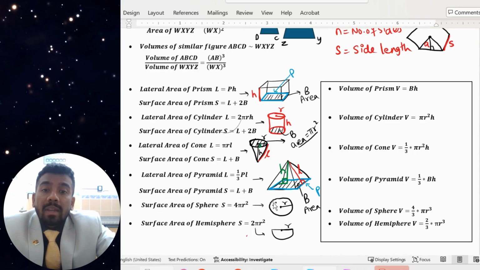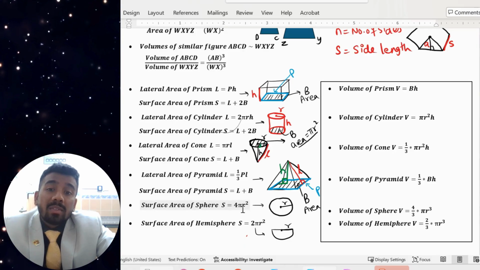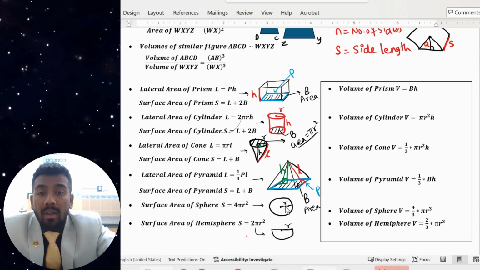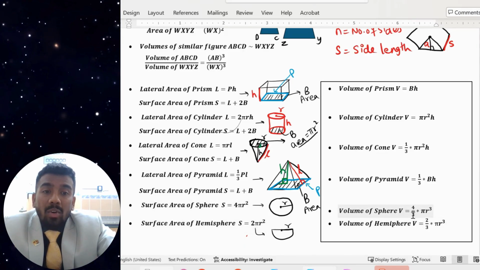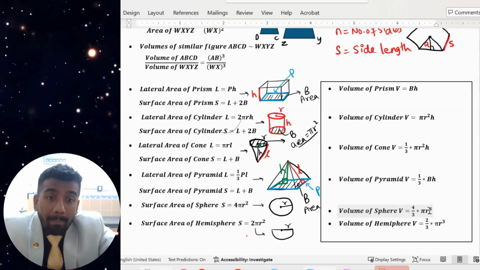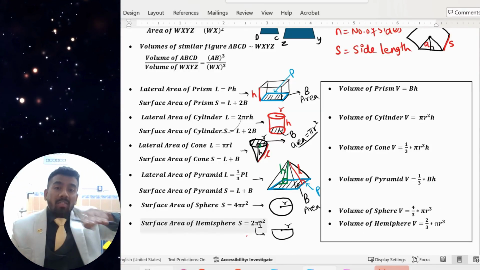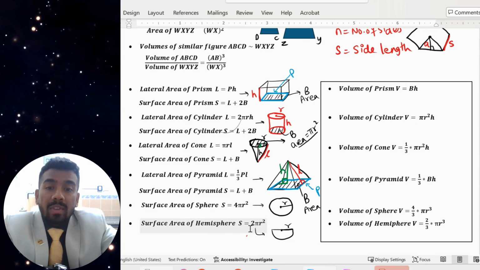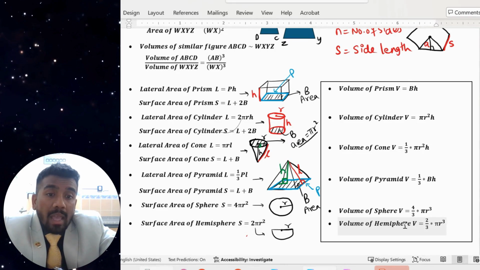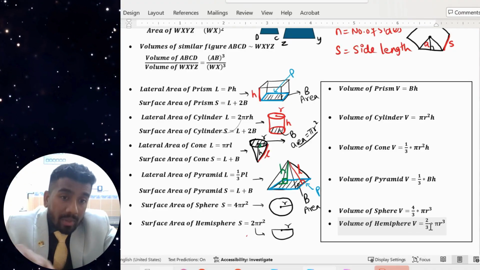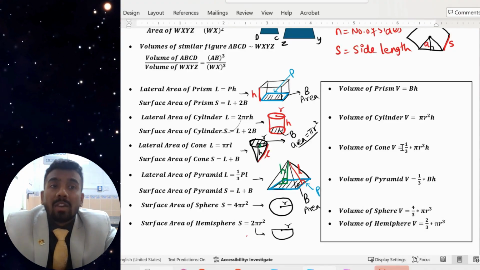For the sphere, it's a round circle. What's the surface area? 4 pi r square. R is the radius. And volume is 4 over 3 pi r cube. And same for hemisphere. A hemisphere is half of the sphere. So its surface area will be 2 pi r square, and its volume will be 2 over 3 pi r cube. Okay, so that's how you do it.